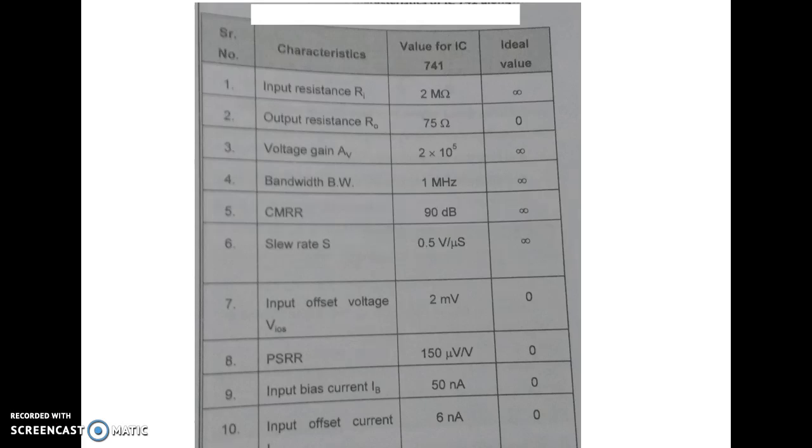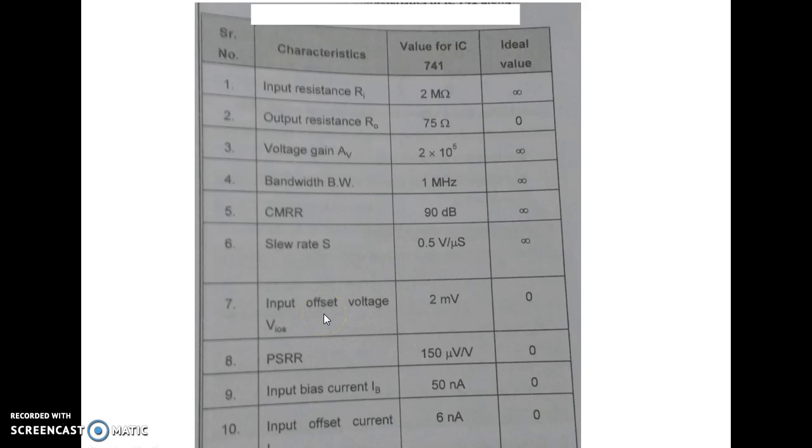So input resistance, if you consider, that is 2 mega ohm for 741 and it is infinite for the ideal value. Output resistance RO is 75 ohm and 0 for ideal. Voltage gain AV is equal to 2 into 10 raised to 5 and for ideal it is infinite. Bandwidth is 1 megahertz, ideal it is infinity. CMRR is 90 dB, ideal it is infinite. Slew rate is 0.5 volt per microsecond, that we can call as infinite also.